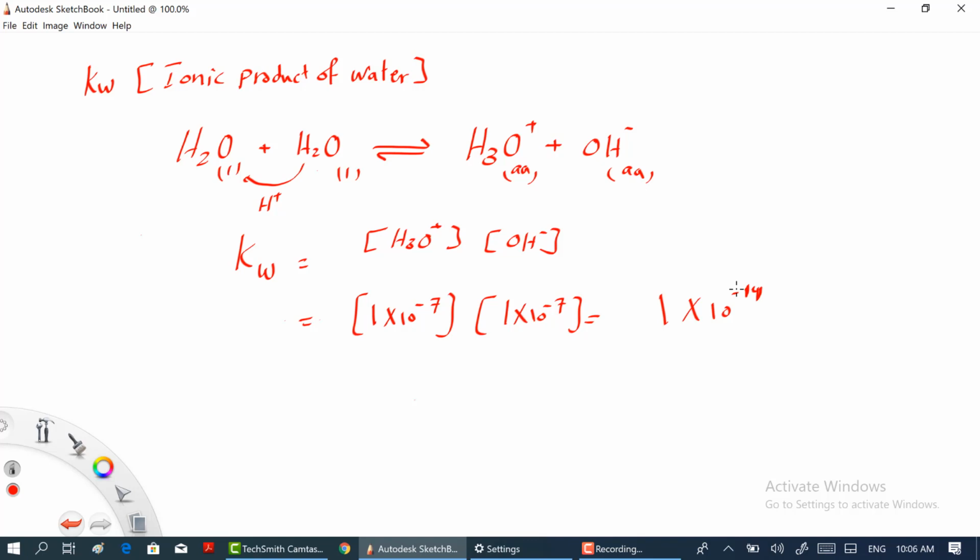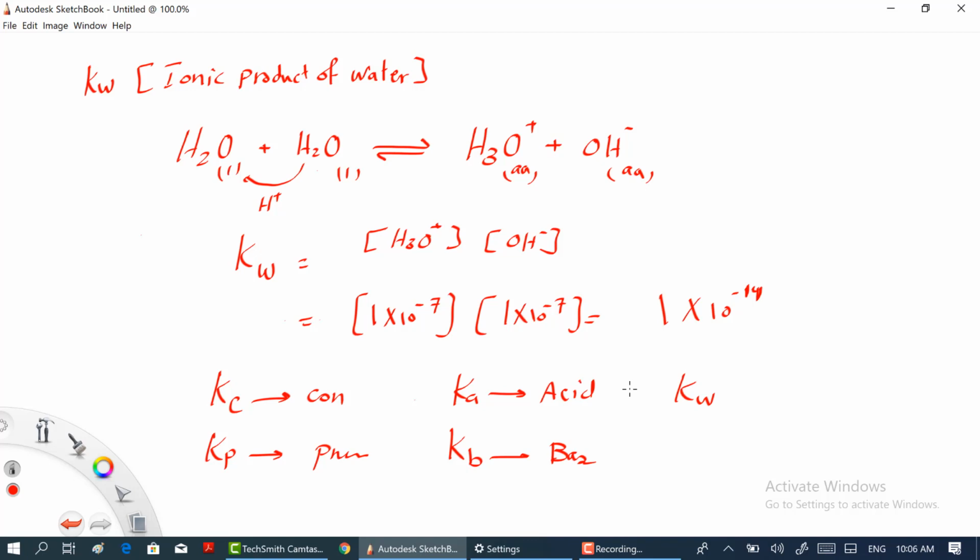If we are asking about the Kc, it means the concentration. If we say the Kp, it's called the pressure. If we say the Ka, it's for the acid. Kb is the equilibrium constant for the dissociation of base. Kw means the equilibrium dissociation for the water.